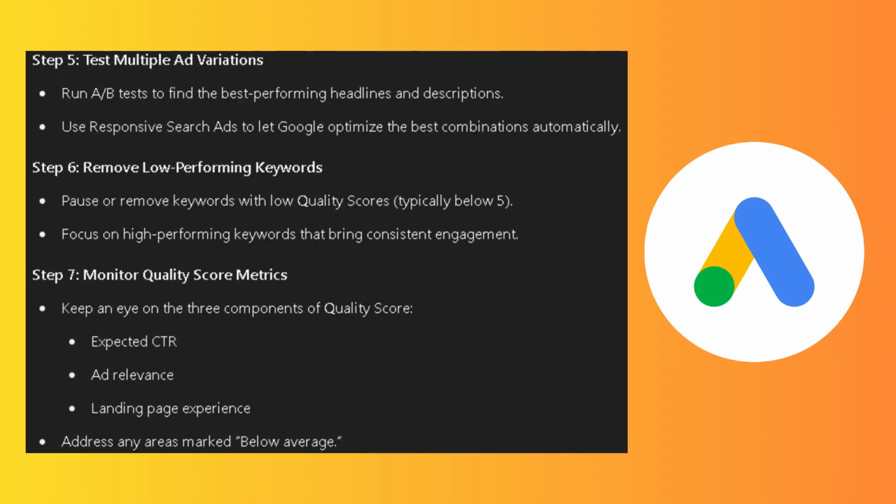Test multiple ad variations. Run A/B tests to find the best performing headline and description. Use responsive search ads to let Google optimize the best combination automatically.